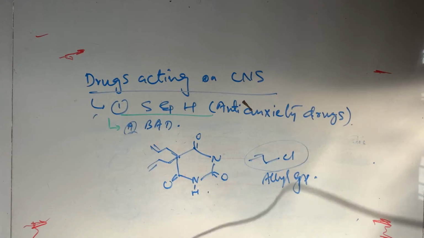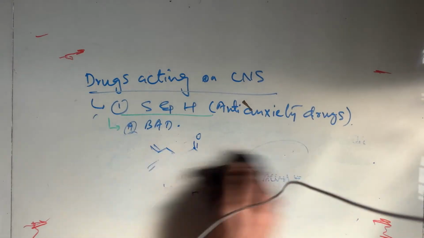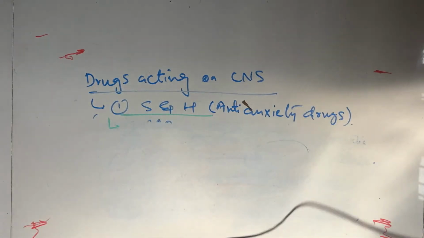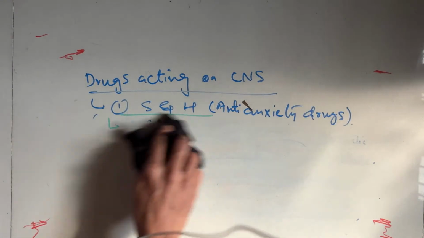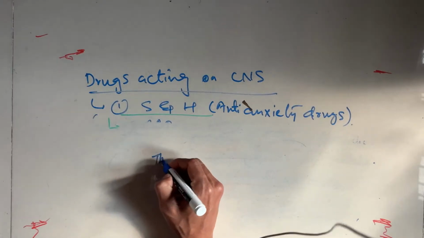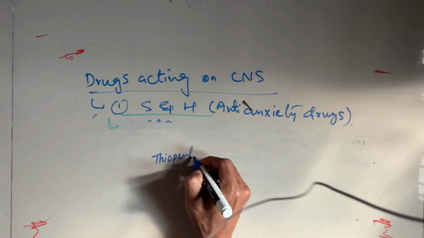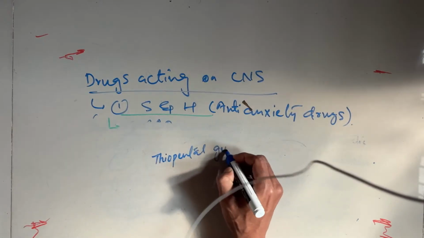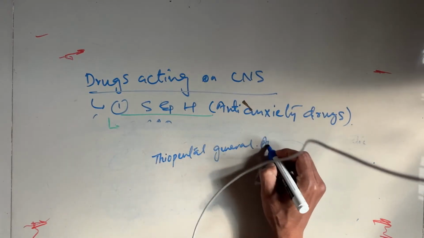After that, short acting barbiturates. What are the examples of short acting barbiturates? Short acting barbiturates are pentobarbital and secobarbital. Then ultra short acting. What is the example of an ultra short acting barbiturate? That is thiopental. I have also mentioned that thiopental is also used as a general anesthetic.